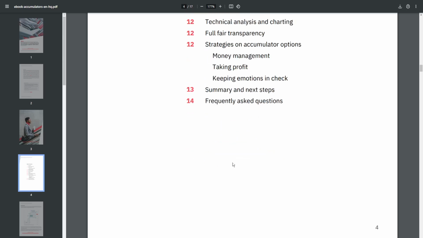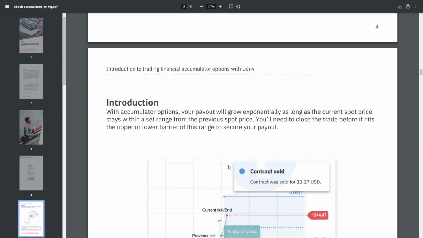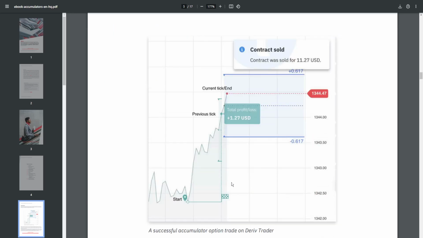So let us start. In this first part of the video, we'll begin with the introduction. With accumulator options, all right, your payout will grow exponentially as long as the current spot price stays within a set range from the previous spot price, all right? We will see this. Now, you will need to close the trade before it hits the upper or lower barrier of this range to secure your payout. Let us see an example.